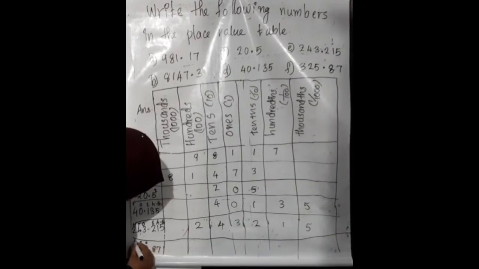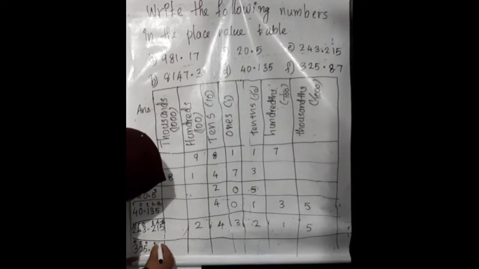325.87. What we have to do there? Yes, we have to write their place values on the top: ones, tens, hundreds, and after the point we have tenth and hundredth. So you have to understand it by their place value letters.